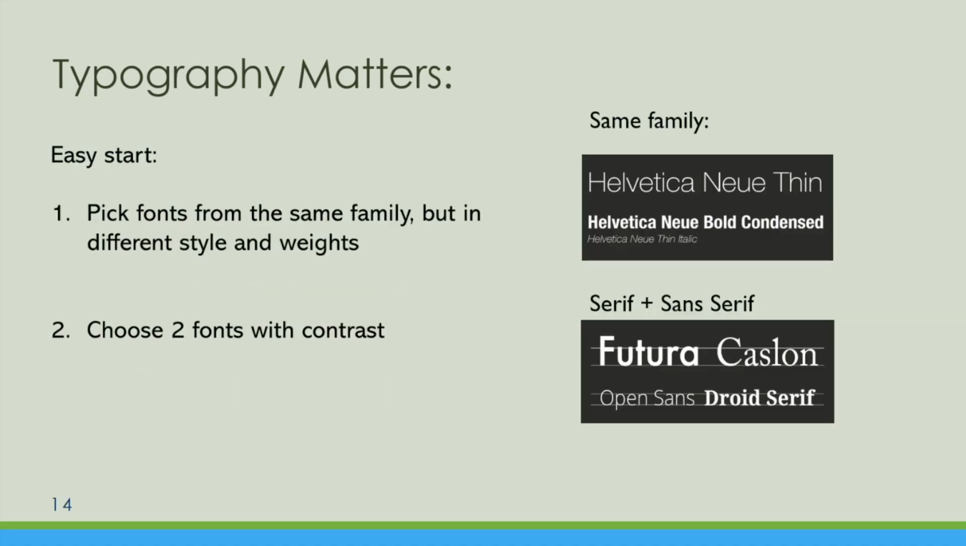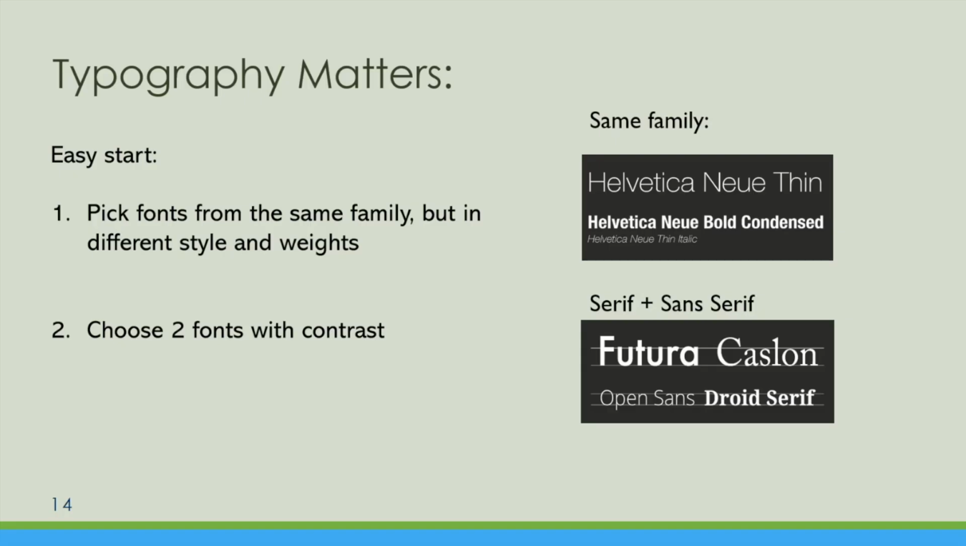So here is an example where they picked fonts from the same family but in different styles and weights. So Helvetica, there's the thin version and then there's the bold and condensed version. They're still in the same family, so they're complementary. Obviously, they're different, but they don't clash.